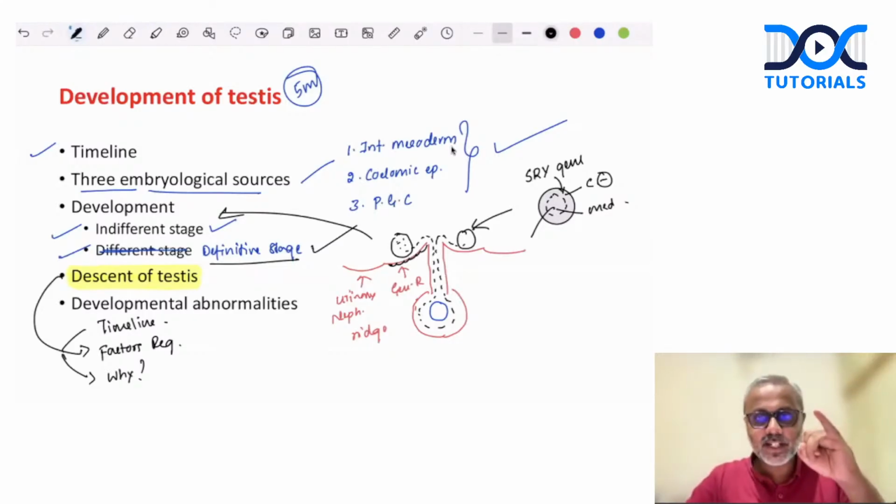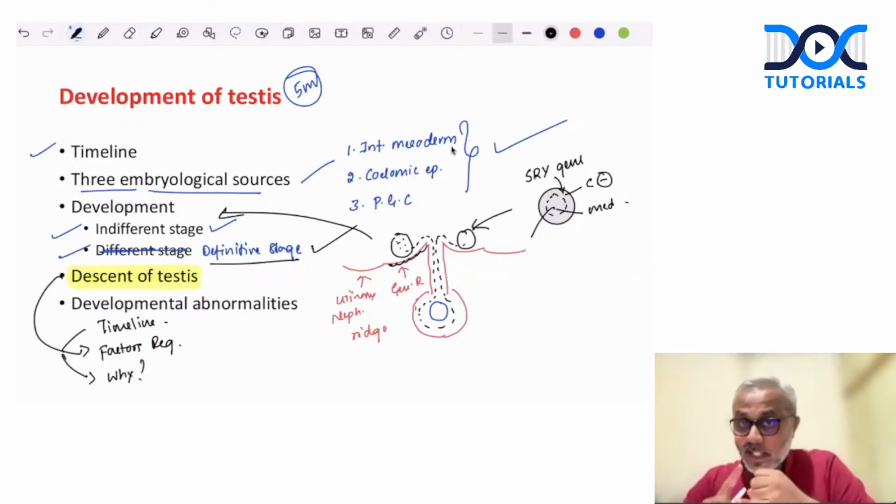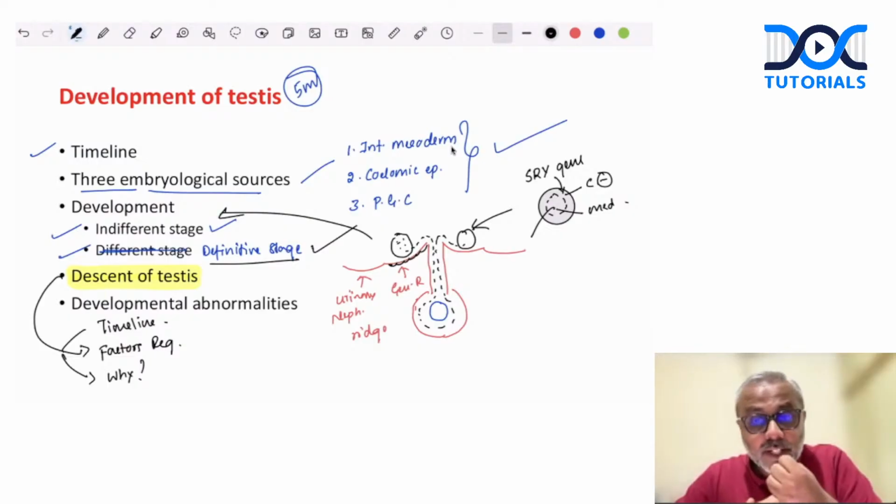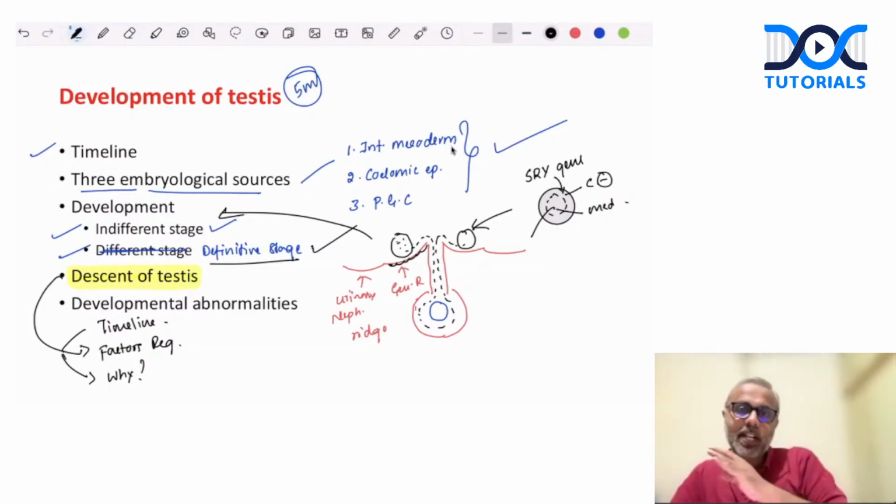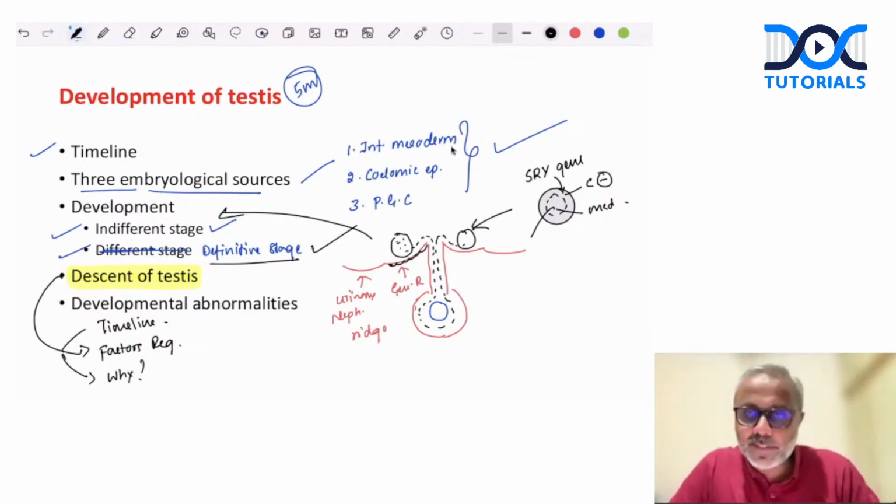Why does descent of the testis occur? Because the testis needs to be kept at a temperature of about 2 degrees centigrade below the core body temperature. What are the factors that regulate it? It starts with the differential growth of the posterior abdominal wall, the processus vaginalis, the gubernaculum testis, and then we have the male hormones, differential growth of the body wall. All these need to be listed one by one and briefly explained for the descent of the testis.